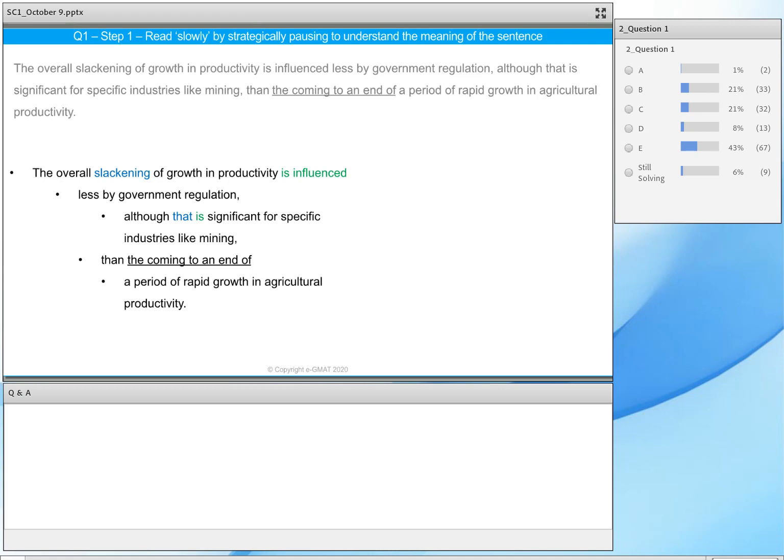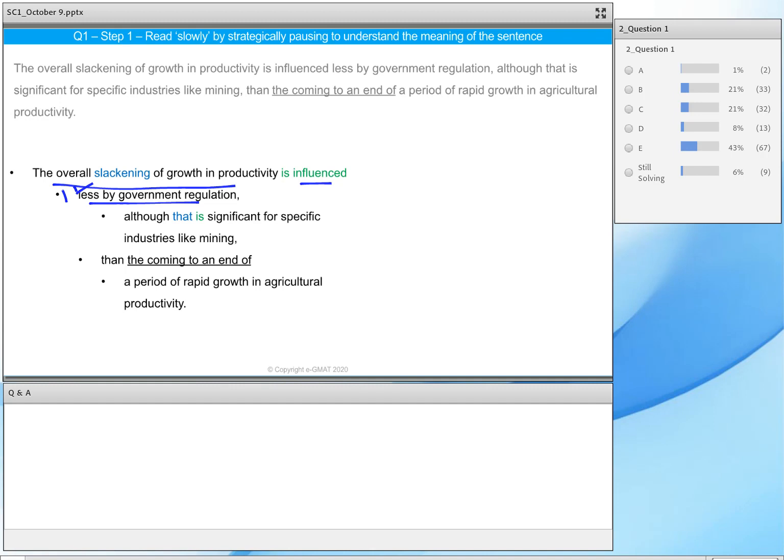So the sentence says, and let me get my annotations in place. All right. The overall slackening of growth in productivity is influenced. Slackening of growth means something is going down, and that slackening is influenced by what? Less by government regulation. The moment I reach this part of the sentence, I understand that the sentence is going to present a comparison. That means the sentence is going to talk about two factors that have influenced or are influencing the slackening of growth. So the first factor over here is government regulation.